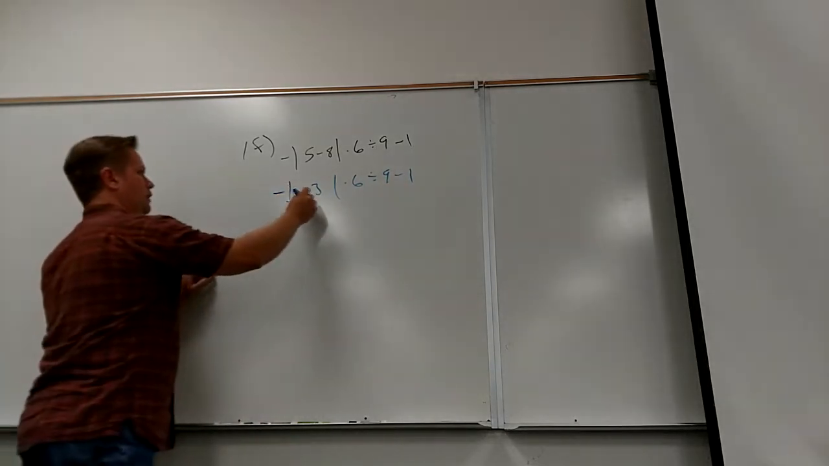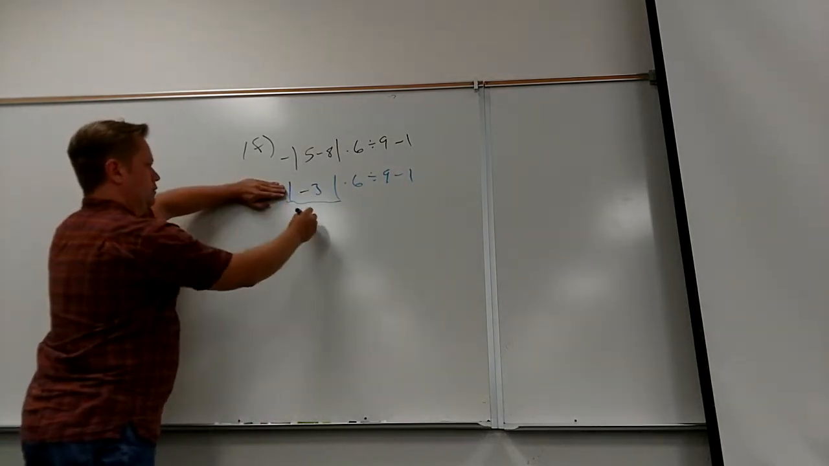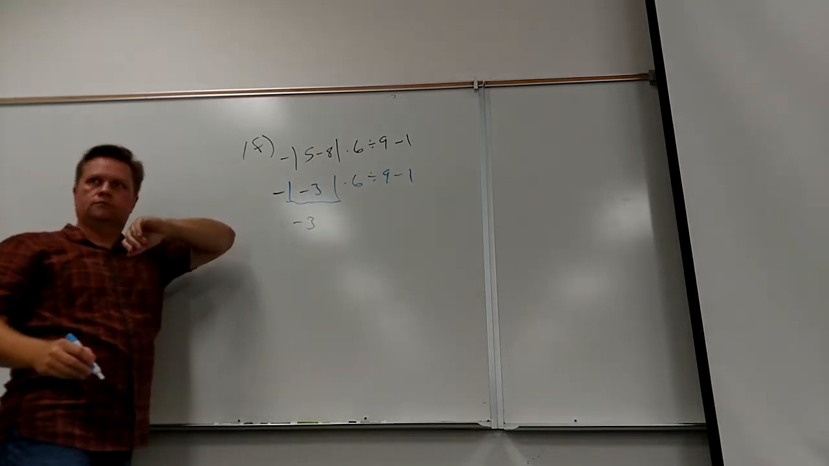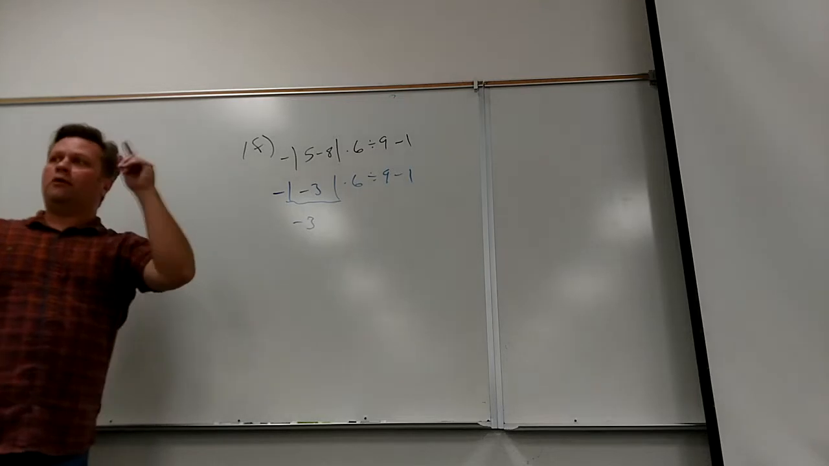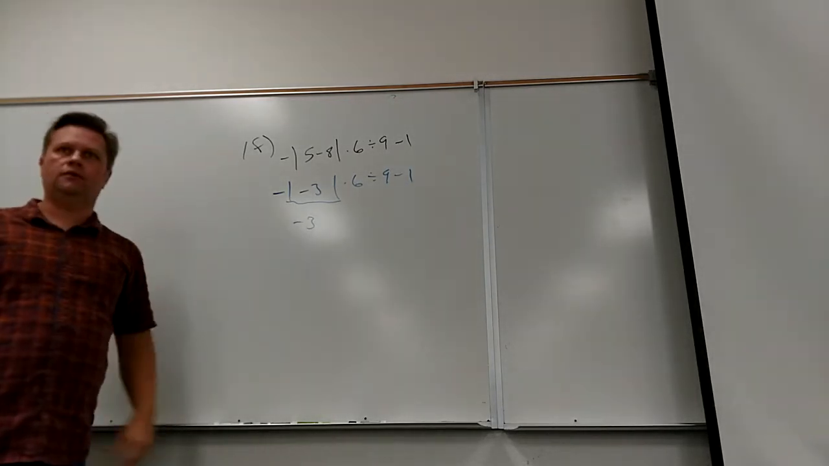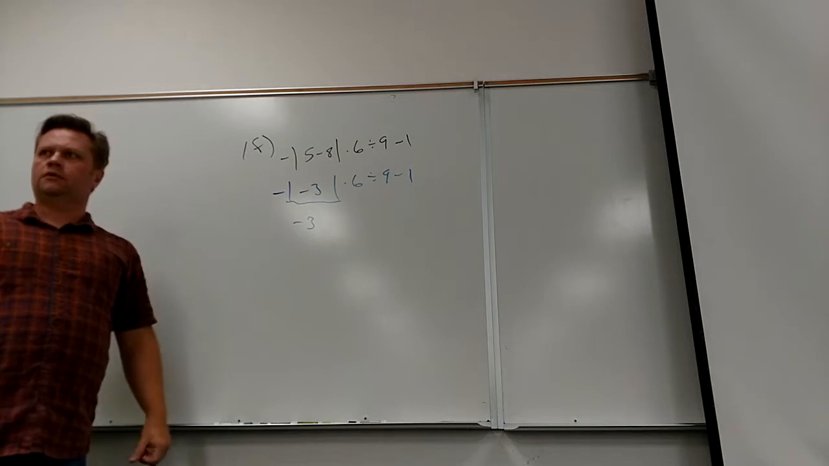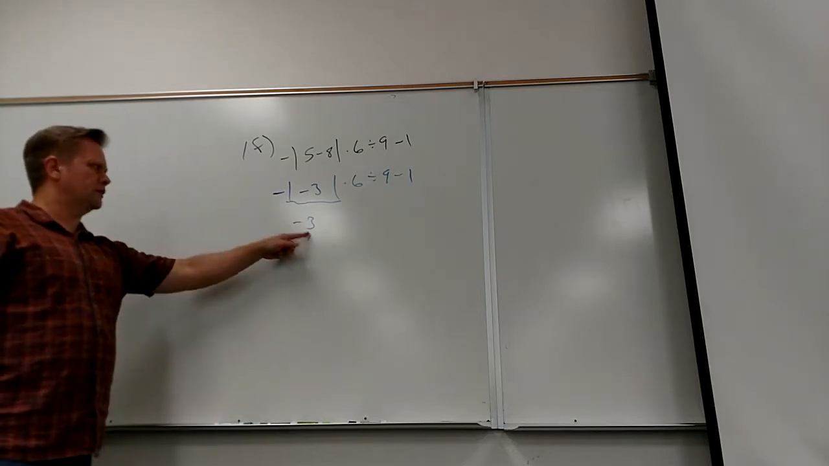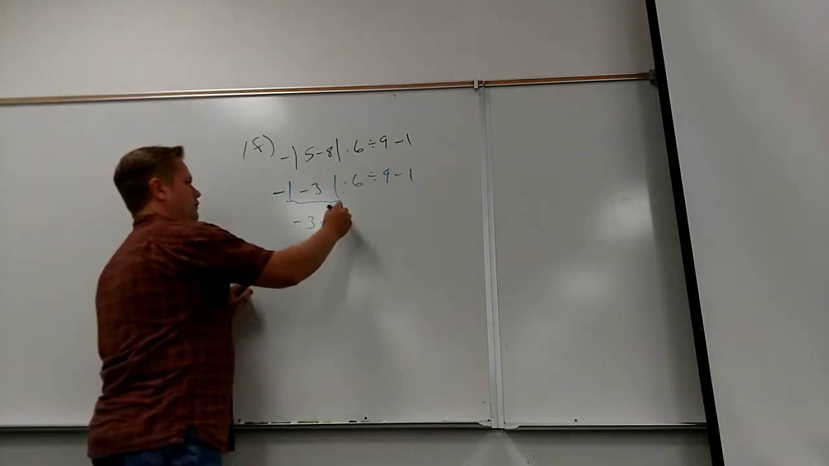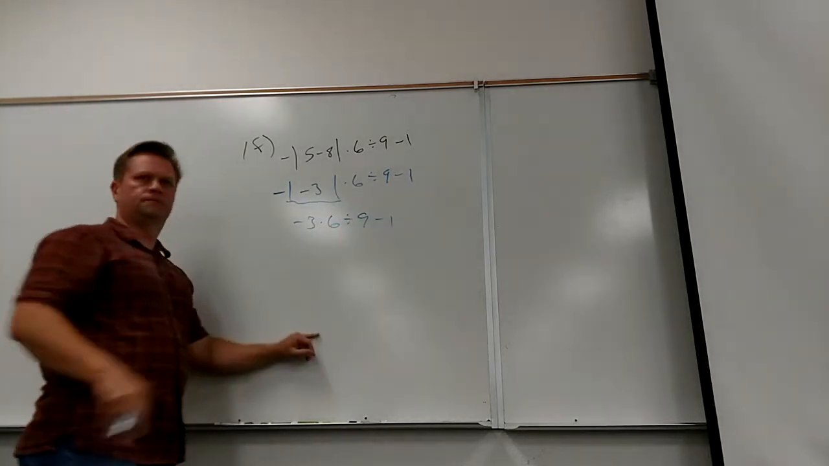Now what is the absolute value of negative 3? So that is 3, and there is a negative sign on it. Absolute value is always positive. Therefore, negative absolute value is negative. Nothing major there. Sometimes students say, you said it was always positive. That's negative. Well, there's a negative there. Times 6 divided by 9 minus 1.